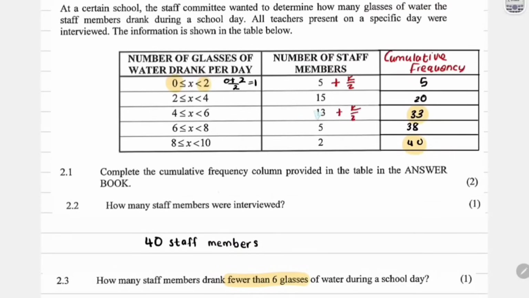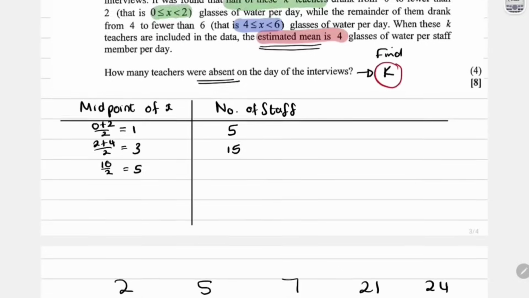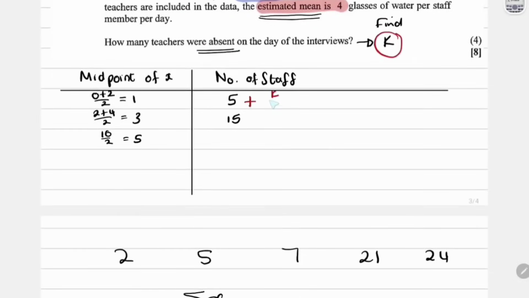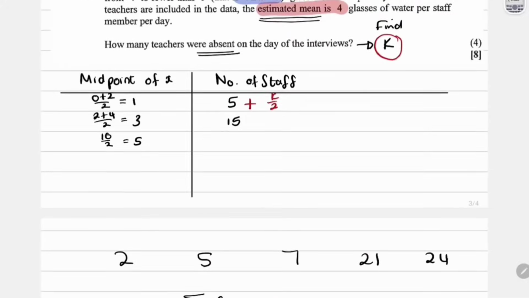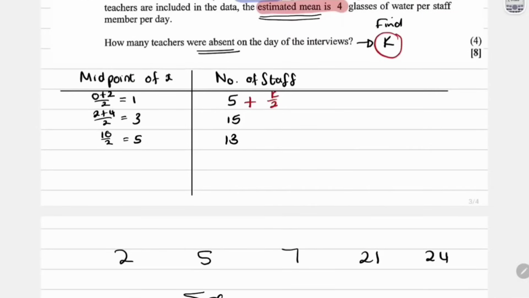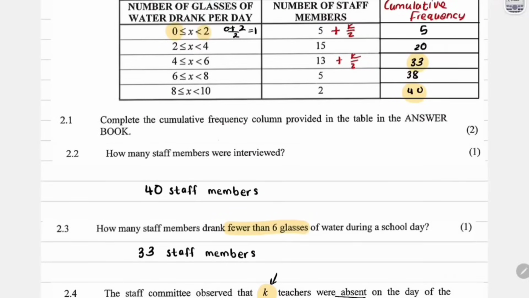And we know how many teachers were there. That was, and I'm forgetting something. We already added the plus K over 2. We need to include those in our calculations as well. So K over 2 needs to be there. 5 plus K over 2 is the total number of teachers that drank an estimate of 1 glass of water. And then over here, that would be 13 plus K over 2. That's the total amount of teachers that drank an estimate of 5 glasses of water. So plus K over 2. And then we'll do the same for the rest.